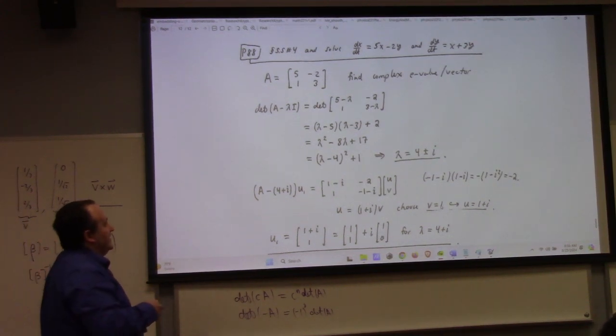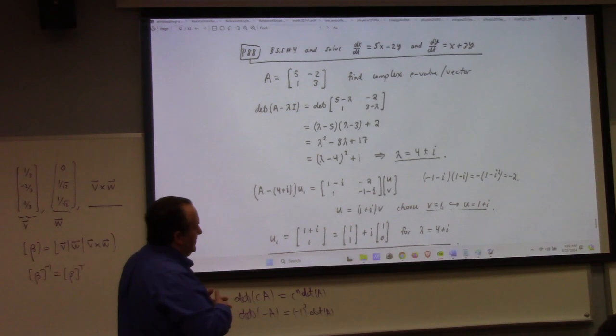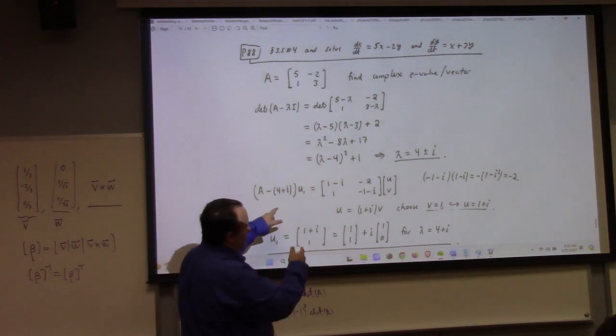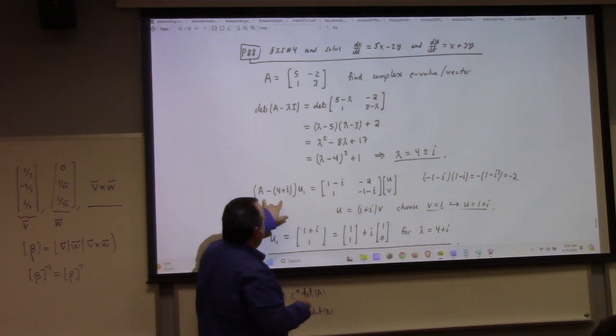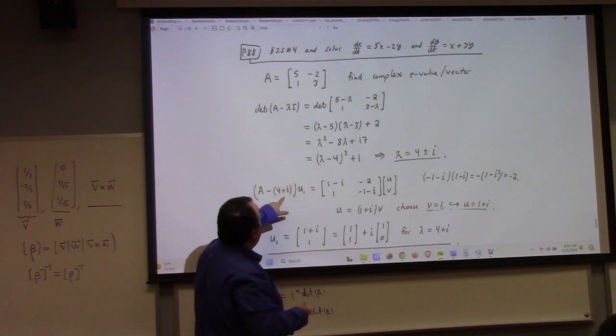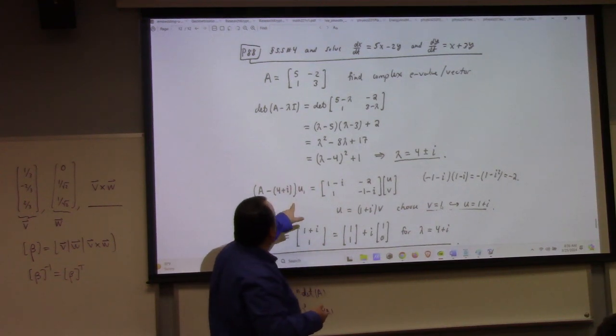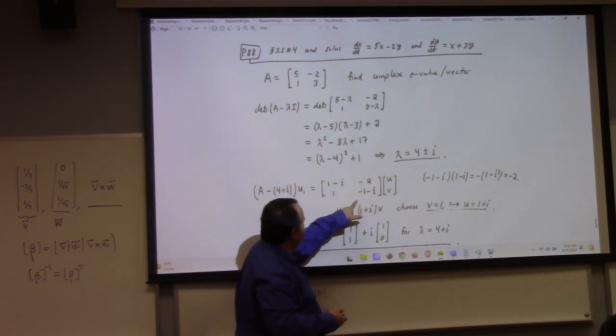So yeah, the complex eigenvalues here work out to 4 plus or minus i, and so then I chose the plus one to actually find the eigenvector. So A minus (4 plus i). The 5 minus 4 is minus 1, and then I get the minus i. 3 minus 4 is minus 1, then I get the minus i.